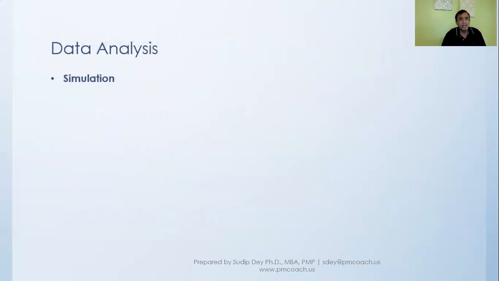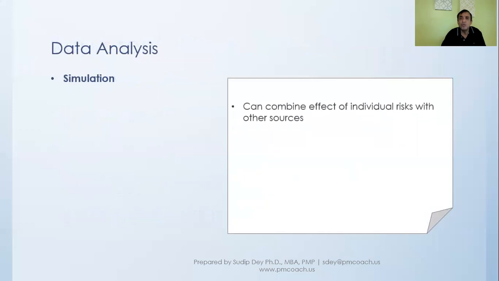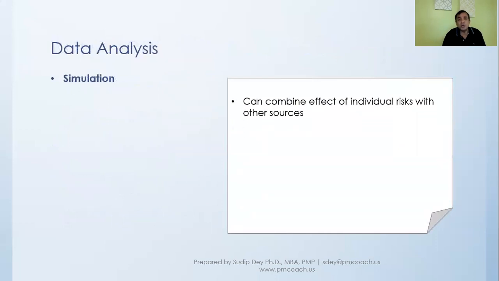Now let's look at some of the ways we'll do it. One is simulation. In a simulation, we try to combine the effect of individual risks with other sources. So we are looking at our project and trying to figure out what would be the cost, let's say. And when we are estimating the cost, there is an uncertainty there.